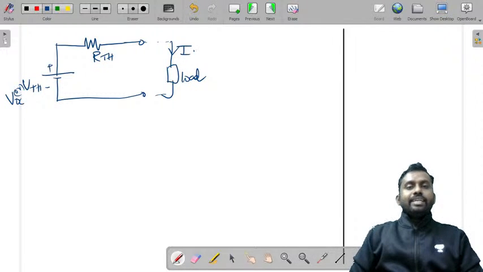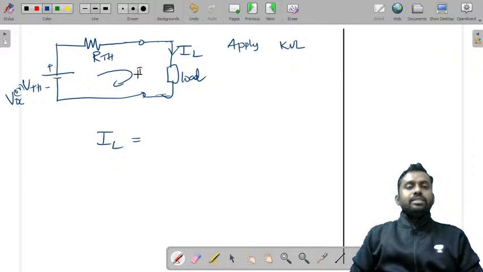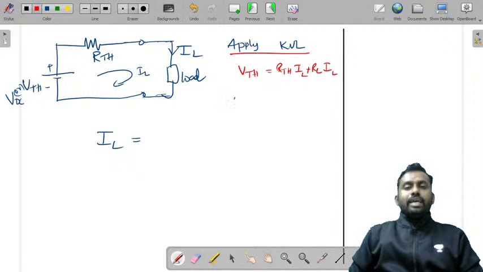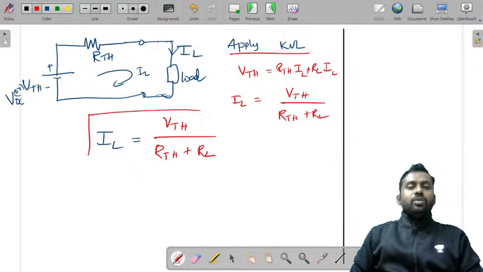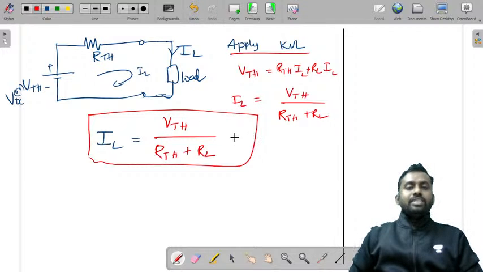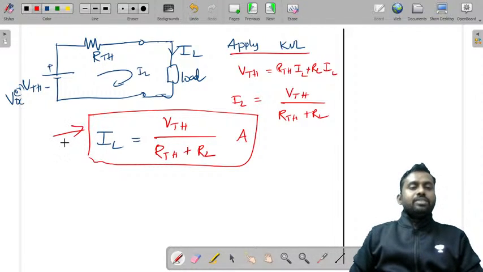Here, if you are asked to find, let us say, load current, what is the load current equal to? If you apply KVL to this loop, it is VTH equal to RTH into I plus RL into IL. So what is IL from this? IL is equal to VTH by RTH plus RL. RL will be a known value and you have to find VTH and RTH always if you are asked to find load current.